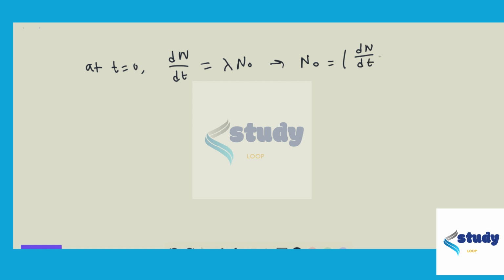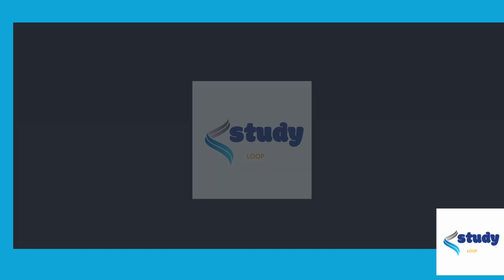keep in mind that this has to be a positive number, so just to be safe, we're going to take the absolute value of dN/dt. This times 1 over lambda will give us our initial sample. And keeping in mind our units, once again, we'll find a value of 1.201 times 10 to the 8th. So this is the number of radioactive nuclei that were present at time t equals 0.